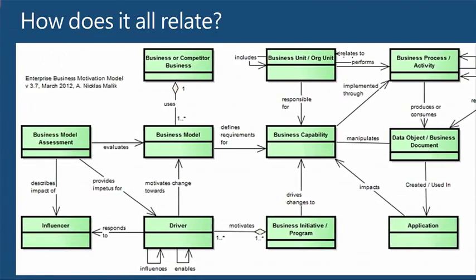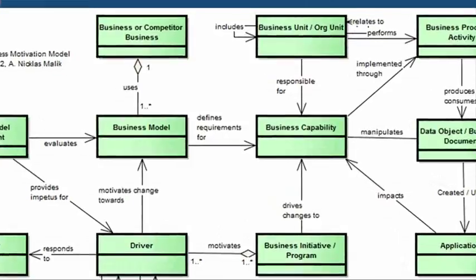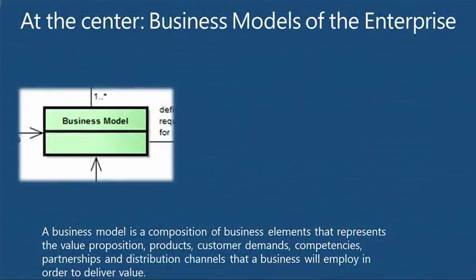Looking around at the model, I have a little animation going on there. I'm going to zoom in a little bit on one piece, and that is the business model piece itself. Talk a little bit about what is a business model. So we asked the question earlier, how many businesses is your business in? Because a business model is a way of describing that. It's a way of capturing that information.